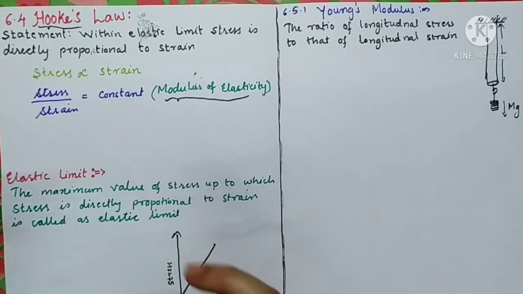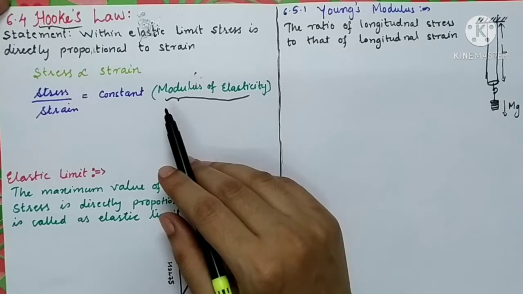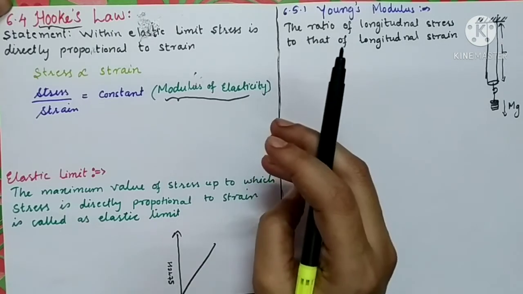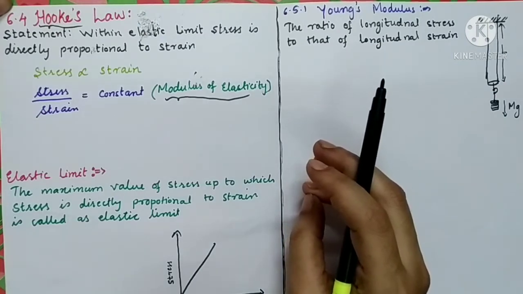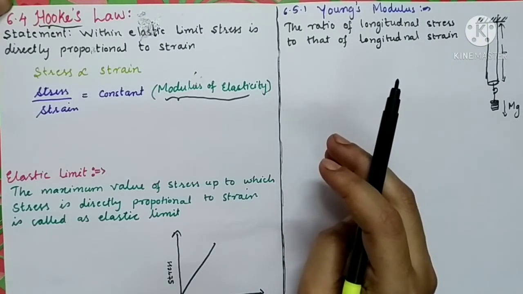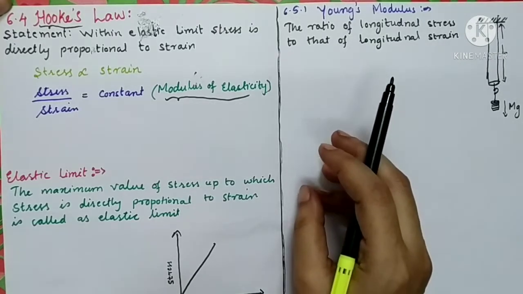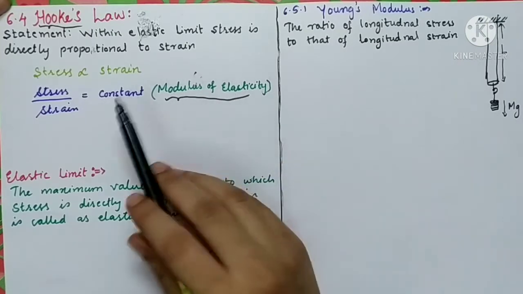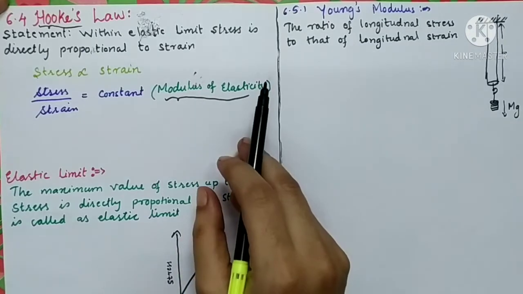As we all know, there are three types of stress and strain, so this modulus of elasticity is also of three types. We had considered the change in length, meaning longitudinal stress and strain. We had considered the change in size, meaning volume stress and volume strain. Then we had considered the change in shape, meaning shearing stress and shearing strain. So based on these three types of stress and strain, this constant of stress to strain is also divided into three parts.